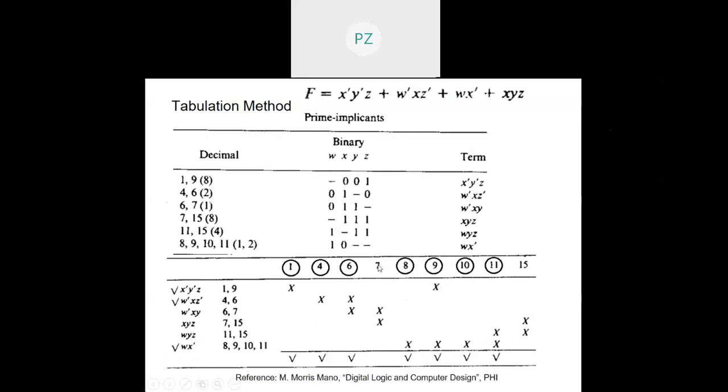And whatever min terms have not been covered by the essential prime implicants, I'll try to cover them with the least number of product terms. With the least number of, which in our case was just a single one. It may be more than one. It depends on the size of the function to be minimized.